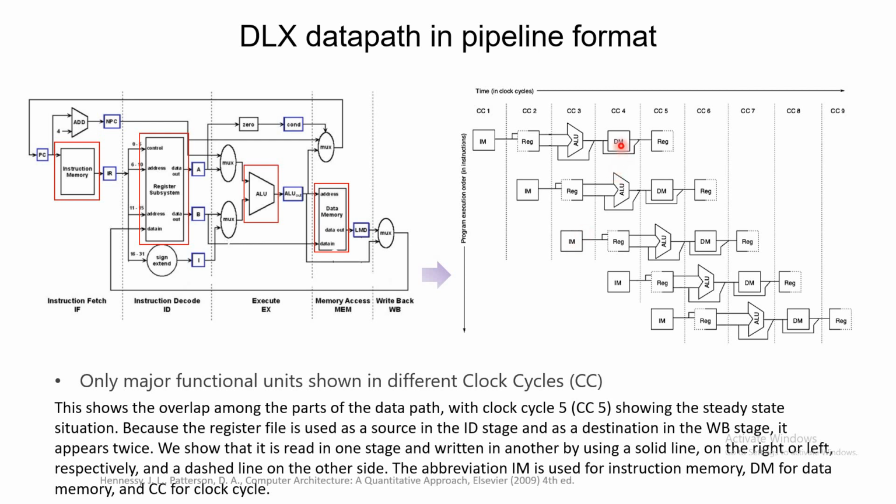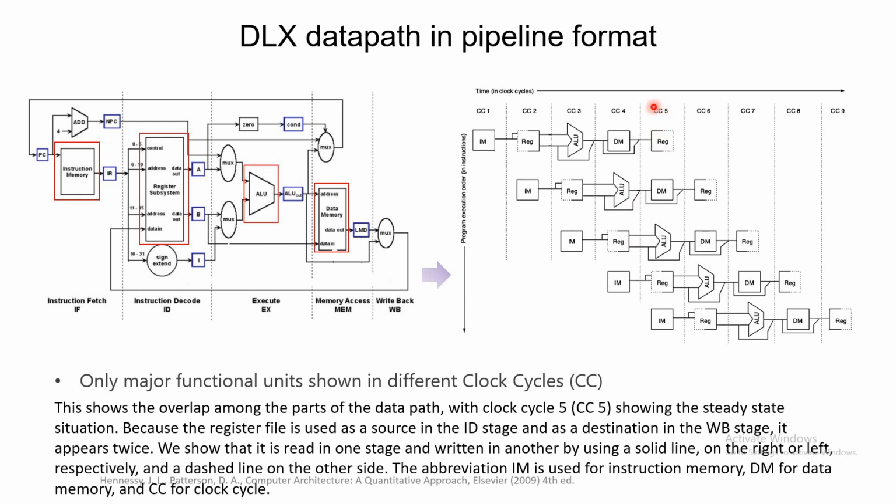And during the fourth clock cycle, the first instruction will move from execution to memory access, the second will move from decoding to execution, the third will move from fetching to decoding, and the fourth will be fetched by the fetching unit of the data path.